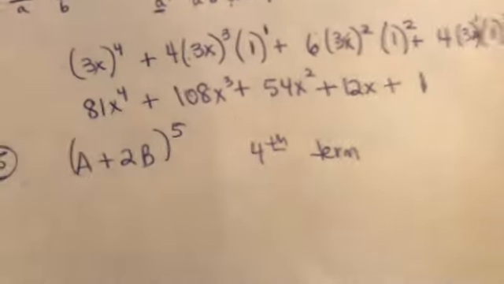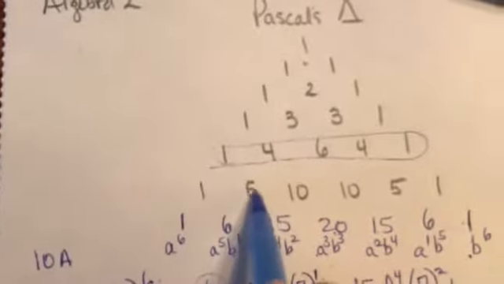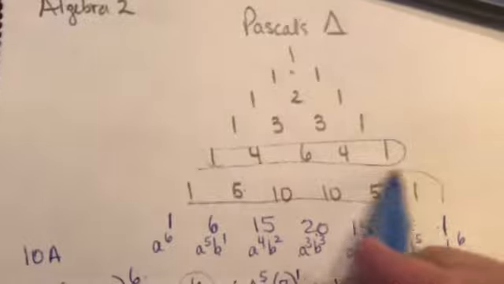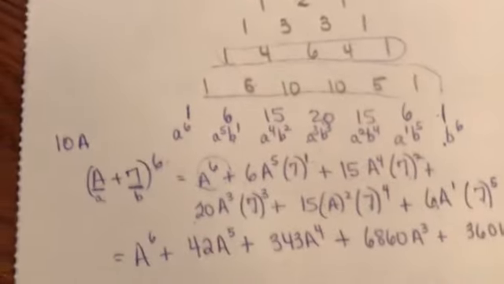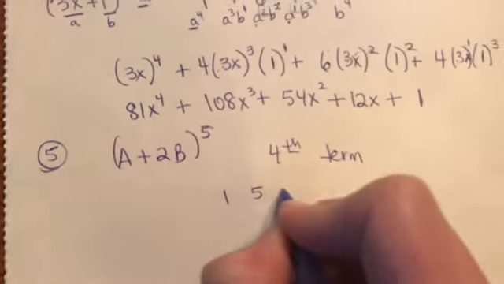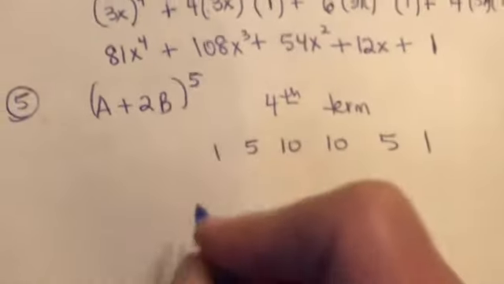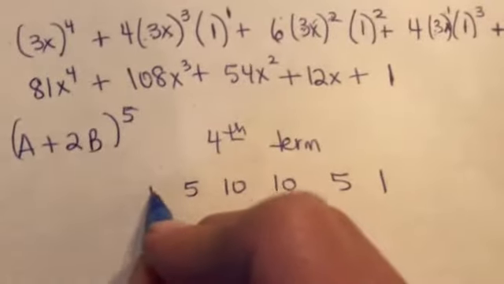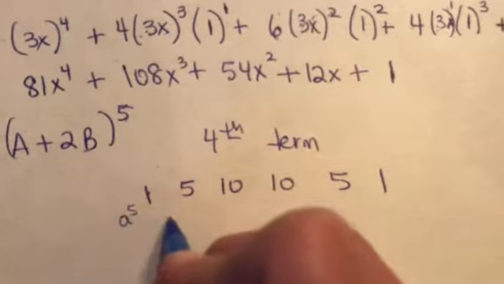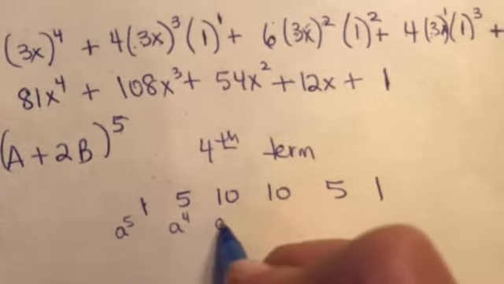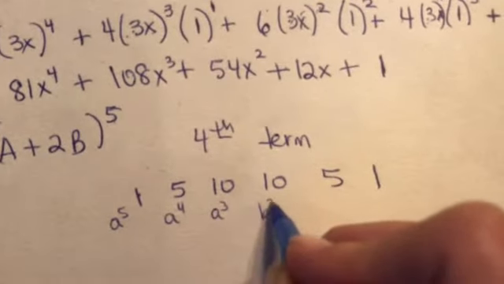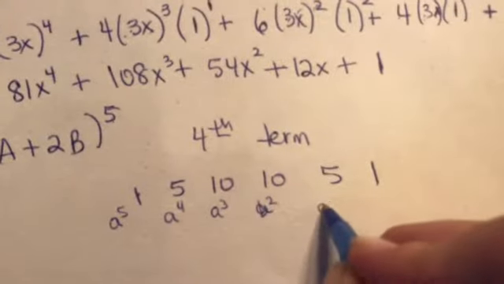So let's think about this. First of all, this is to the 5th power. So I'm going to come up here to the one that has the 5, and I'm going to use this line. So I'm going to come down here, and I'm going to copy that line down real quick. And it's this: 1, 5, 10, 10, 5, 1. And then I know that this first term would be a to the 5th, a to the 4th, a to the 3rd, a to the 2nd, oops, a to the 1st, no a's.